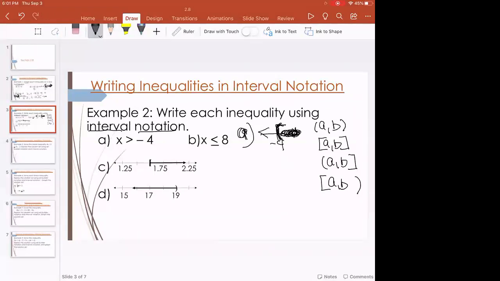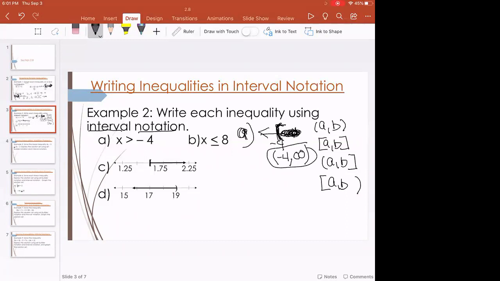To write it in interval notation, you just bring it down. It starts here at -4 with a parenthesis. And how far to the right does it go? Well, it doesn't stop. So that means it goes to infinity. Infinity and negative infinity never get a bracket. Okay? And that is your interval notation.